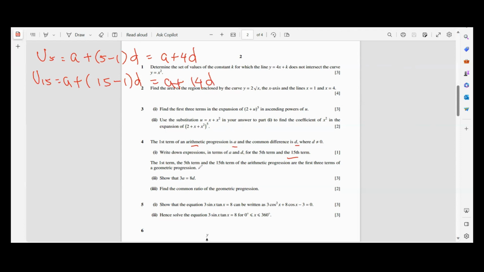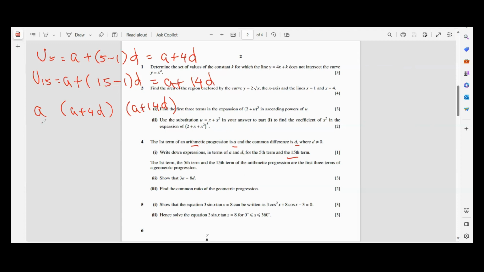And then the next one: the first term, the 5th term, and the 15th term are the first 3 terms of the geometric progression. So we have A, then A plus 4D, then A plus 14D. Since it is a geometric progression, so 3A equals 8D.